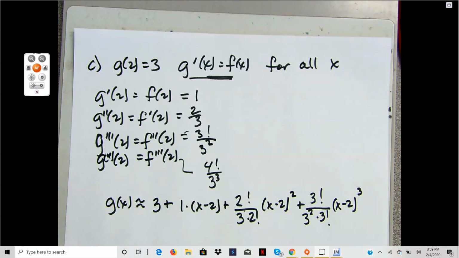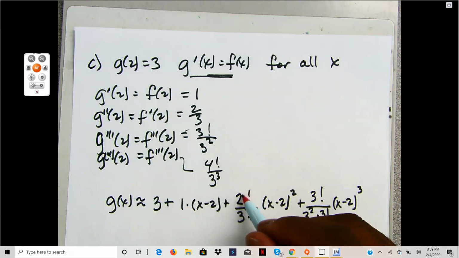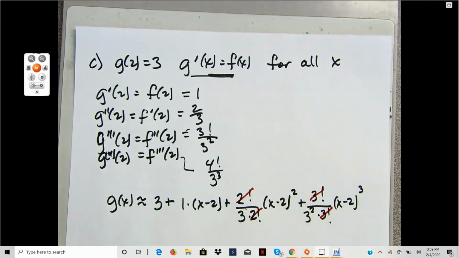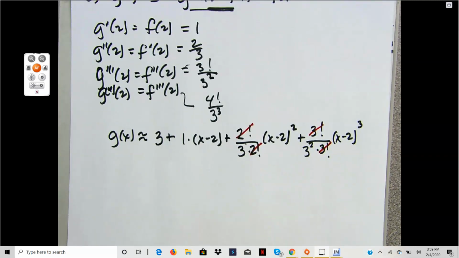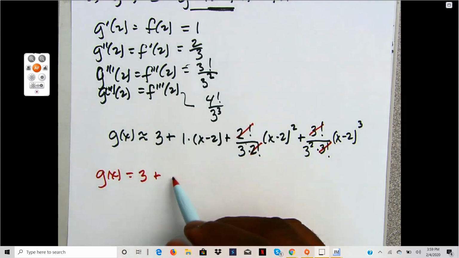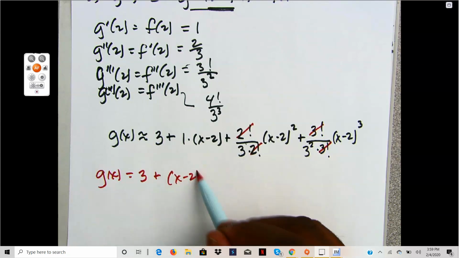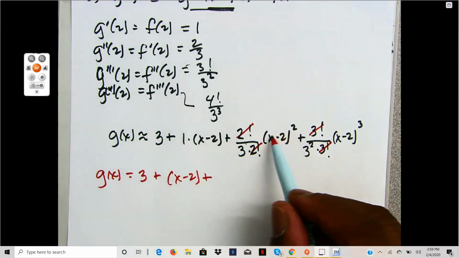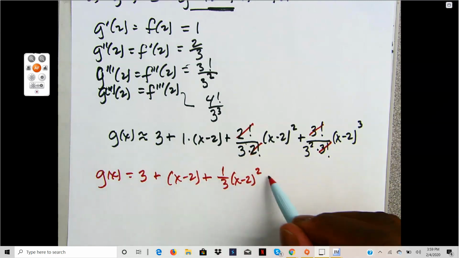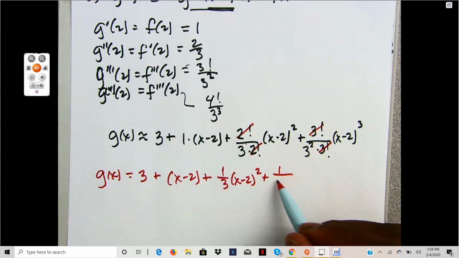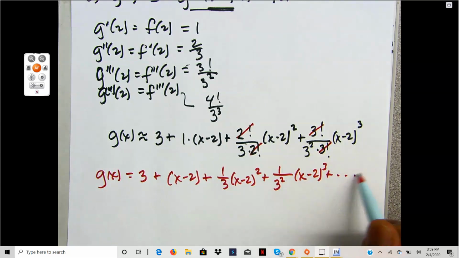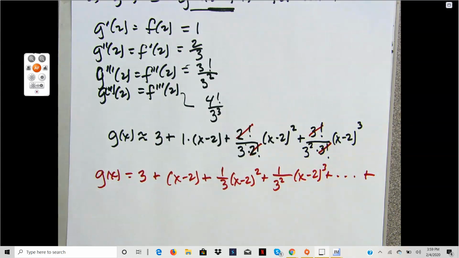And when we simplify this, let's see, this 2 factorial and that one goes away. This 3 factorial and that one goes away. So our first 4 terms are 3 plus x minus 2 plus 1 over 3 times x minus 2 squared plus 1 over 3 squared times x minus 2 cubed plus, okay, so now let's generate our general term.